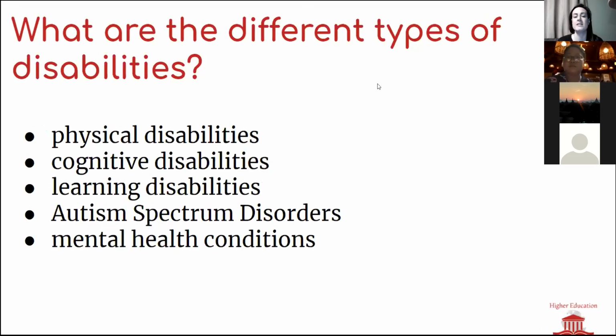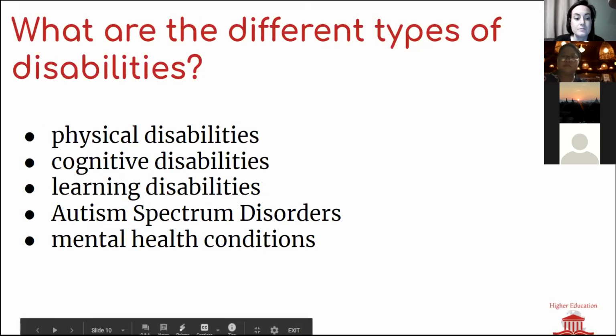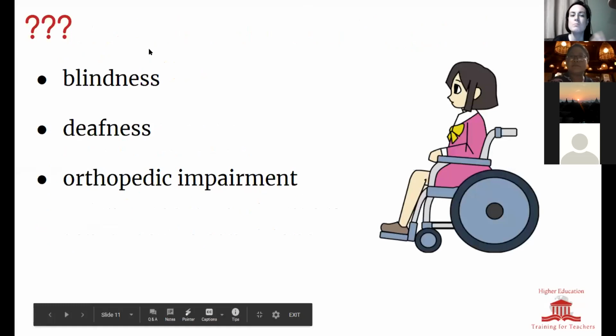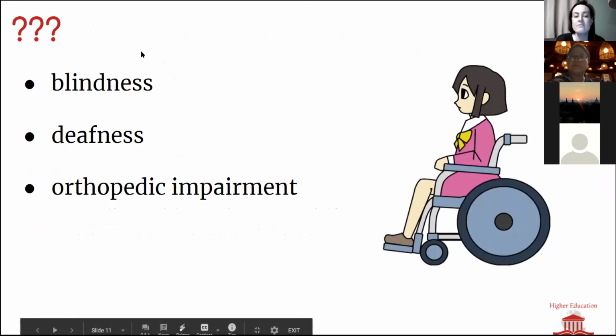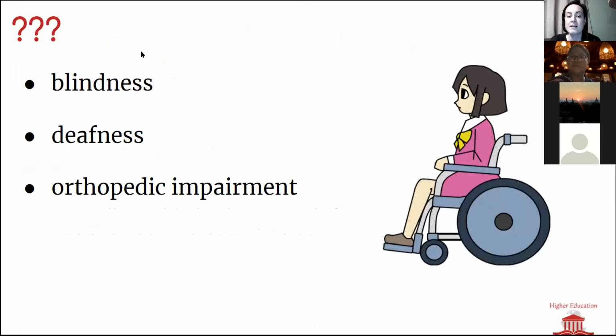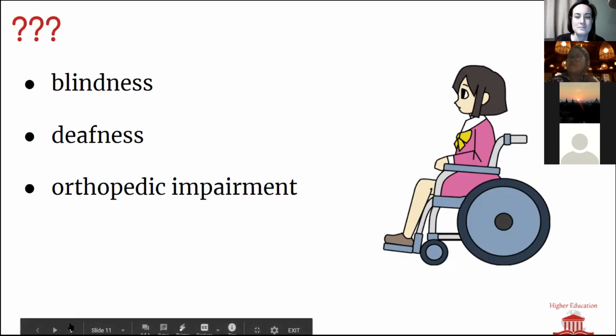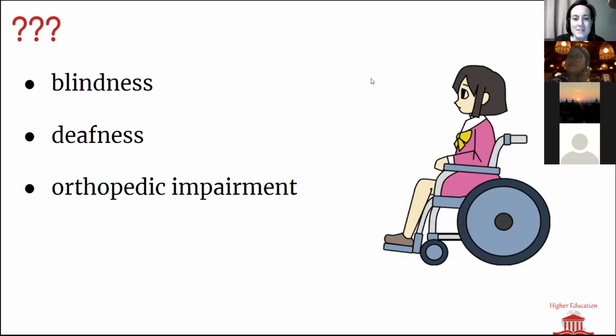So we've kind of broken it down even further. If someone is blind, if someone is deaf, say if someone has an orthopedic impairment, which means, like, if they can't walk, if they can't use their arms, what kind of disability is that? Physical. Physical, yeah. Chat box, physical, good, excellent.